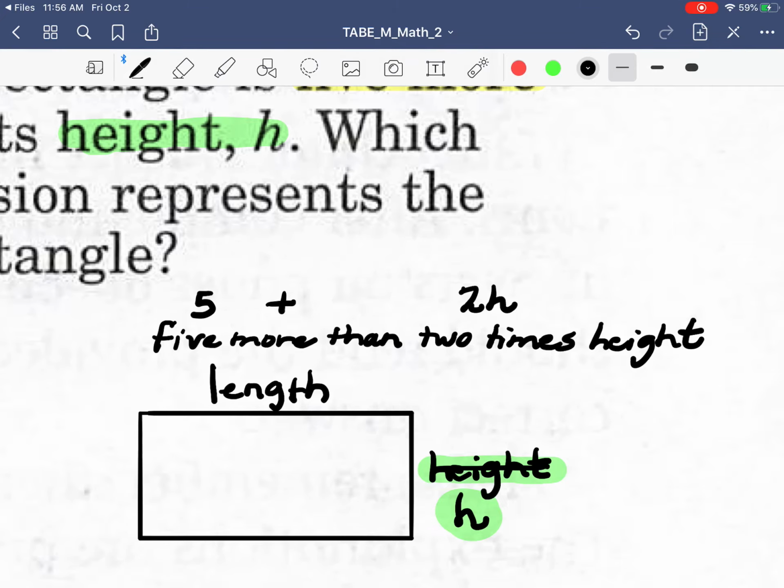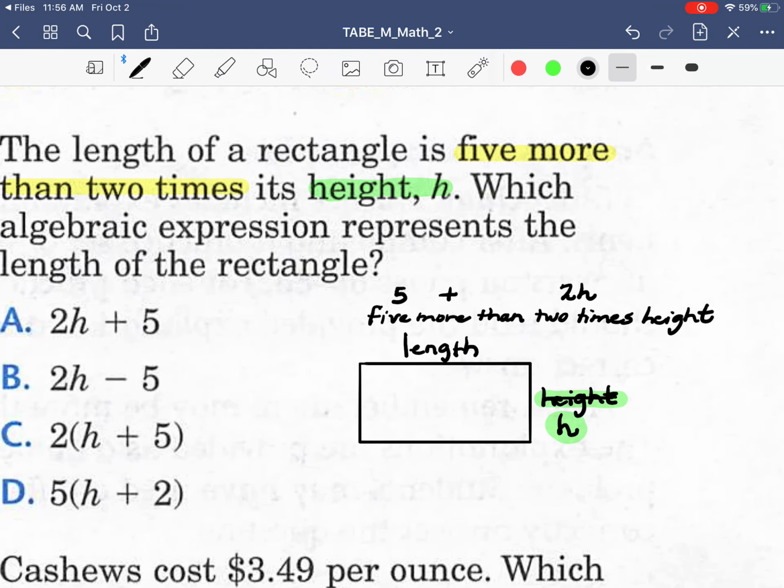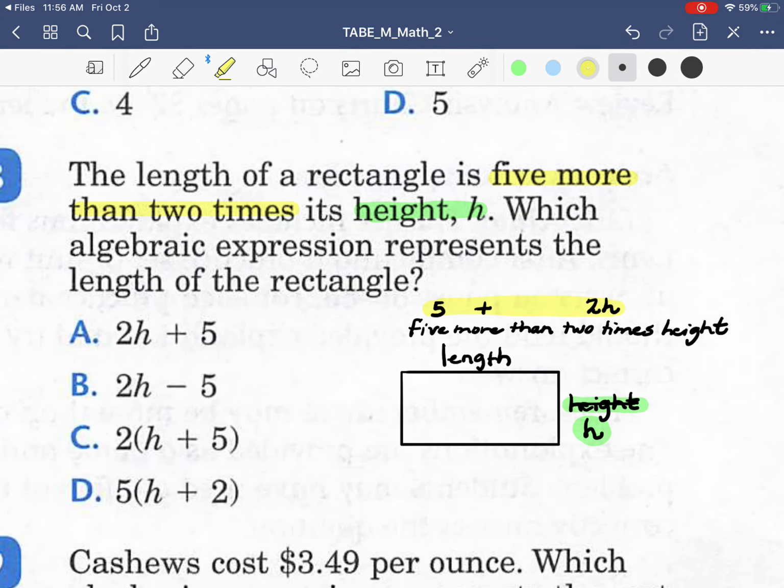So for the length, I need something very similar, if not exactly, to this one. 2h plus 5 or 5 plus 2h. And there it is. Option A is your best choice on this one. It's the only choice on this one. The other options are not saying the same thing.